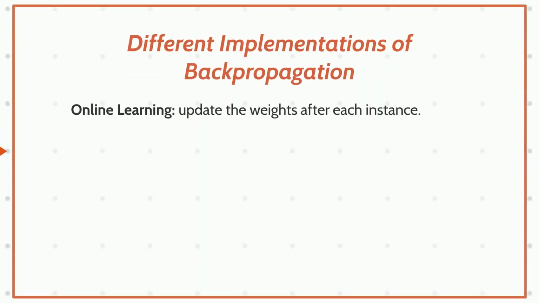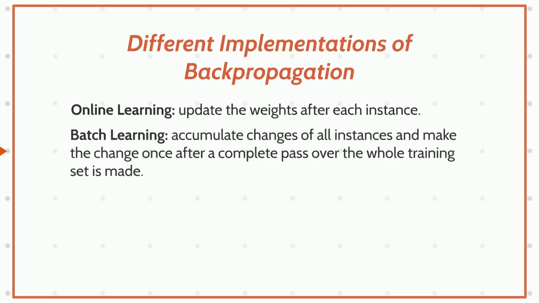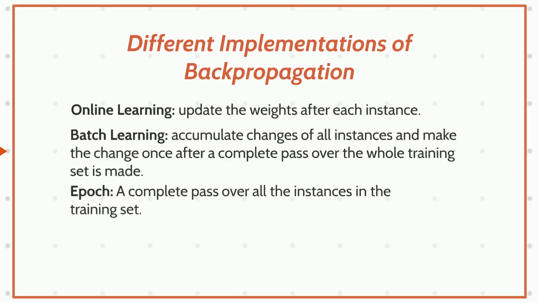There are some different implementations of backpropagation. We talked about online learning, where we update the weights after each instance. With the learning equations given, for each instance, we compute the direction in which each parameter needs to be changed and the magnitude of this change. In online learning, we do that after each instance. However, in batch learning, we accumulate those changes, and then we make the change in one step after a complete pass over the whole training set is made. And this complete pass is called an epoch.